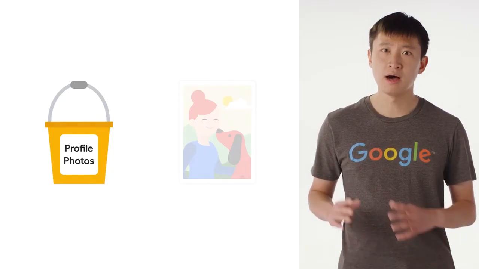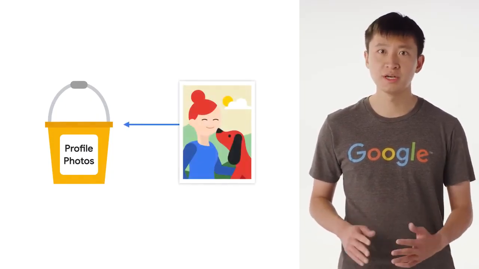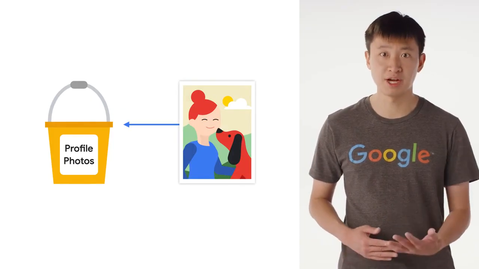Everything in Cloud Storage is organized into buckets and objects. Buckets are the basic containers that hold your data. You can use them to easily organize your data. For example, you could create a bucket called profile photos. Objects are the individual pieces of data that you store in Cloud Storage. Each profile photo would be an object.